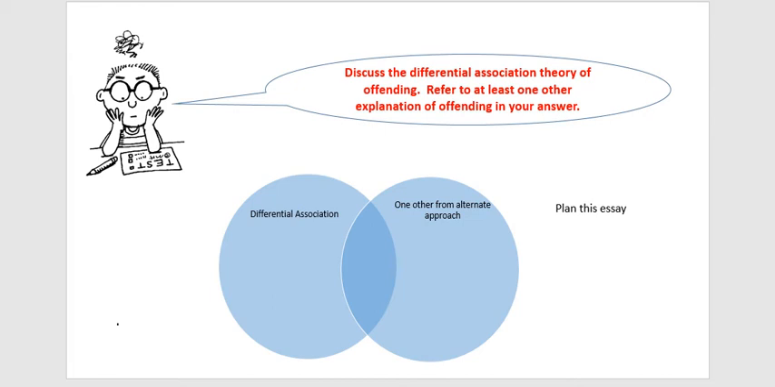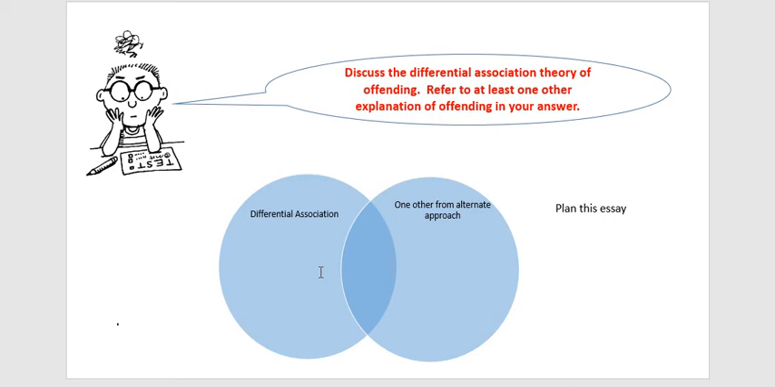Now the structure is exactly the same as what you usually do, but this time your evaluation is going to really be looking at the other approach. So we kick off with the AO1, differential association theory. We're going to discuss what is differential association theory of offending. So the AO1 comes first. Then we're going to have evaluation, so perhaps a positive or a negative of differential association.